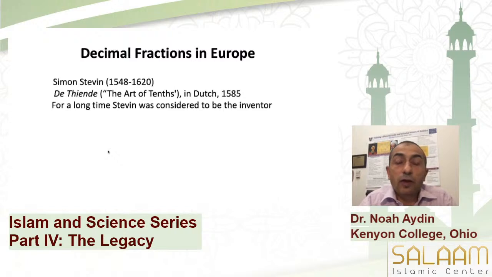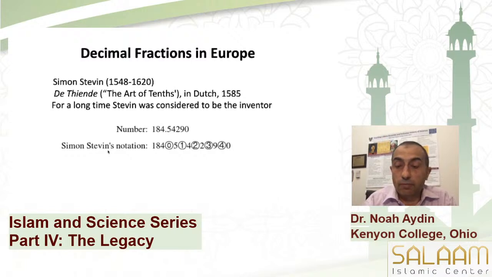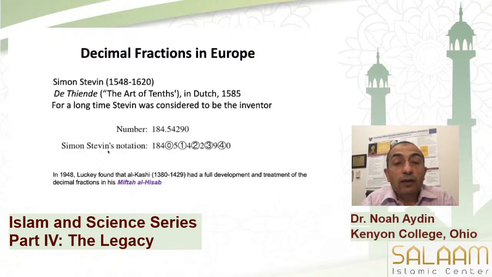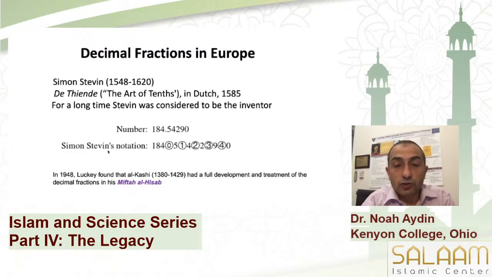The Europeans learned about decimal fractions much later, through Simon Stevin's book on the decimal number system, written in the late 16th century. For a long time, Stevin was considered to be the inventor of this number system. However, this all changed when a researcher noticed Miftah al-Hisab, a book written by an Islamic scholar, al-Kashi, more than a century before Simon Stevin. Miftah contained a full, systematic treatment of decimal fractions. Because of this discovery, researchers assumed that al-Kashi was the inventor, which turned out to be still incorrect.